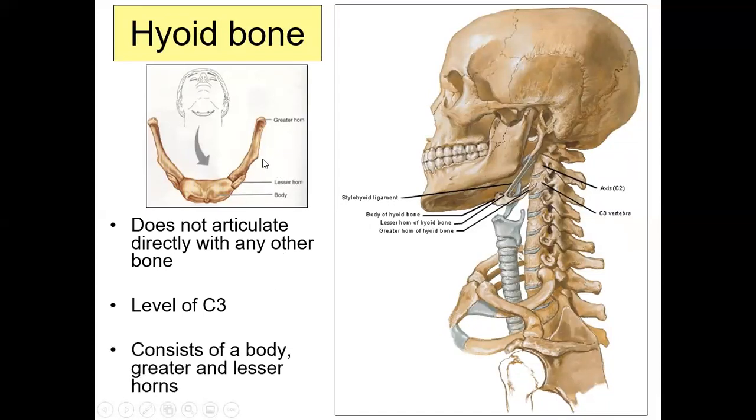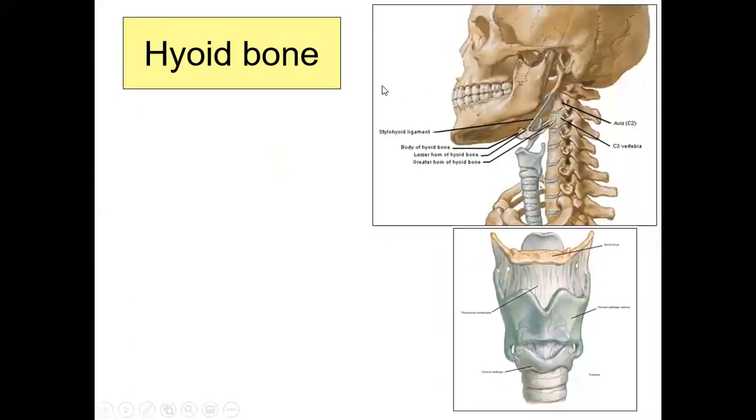And then what are the components of the hyoid bone? It consists of the body here and also the lesser horn and the greater horn. So these are the components of the hyoid bone that you have to remember.